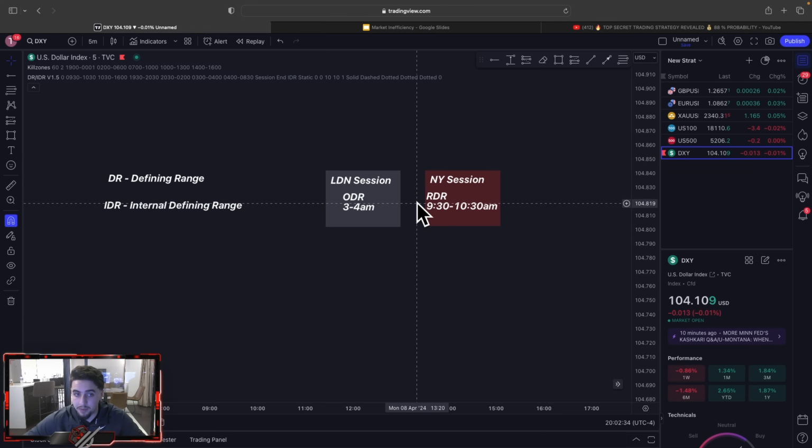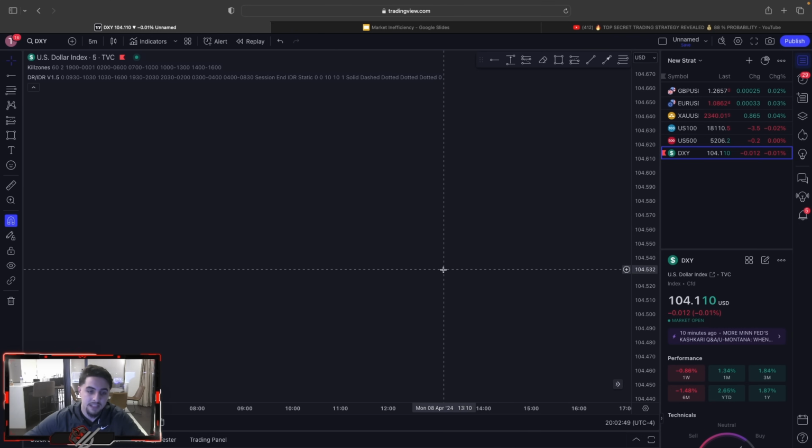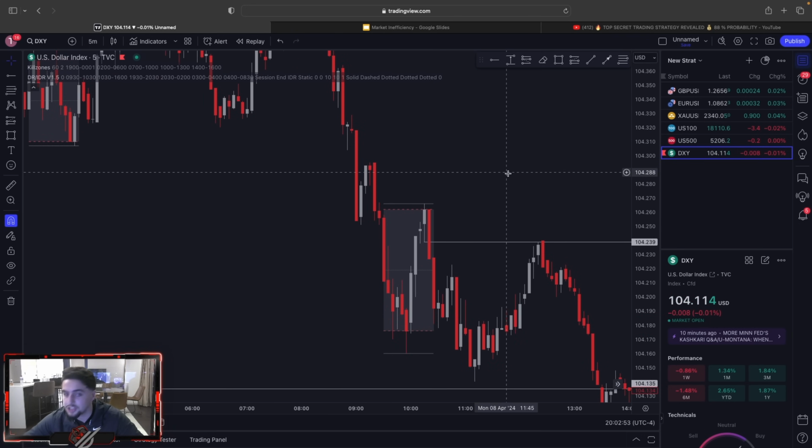But beforehand, just remember, guys, these are the two timeframes you need to be familiar with. So the London session's defining range forms during 3 to 4 a.m. and the New York session defining range forms during 9:30 to 10:30 a.m. This is all for New York time, okay? So let's get right into the chart, and I'll show you guys the difference between the defining range and the internal defining range.